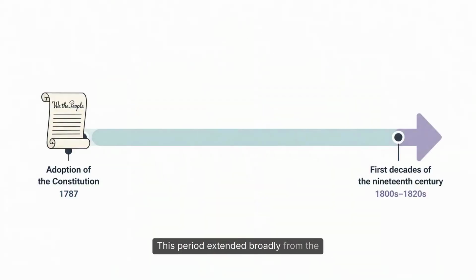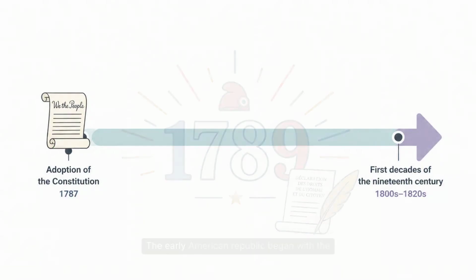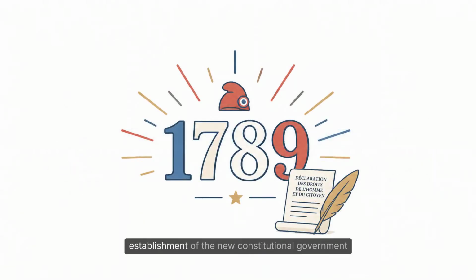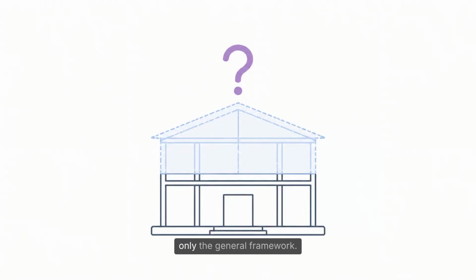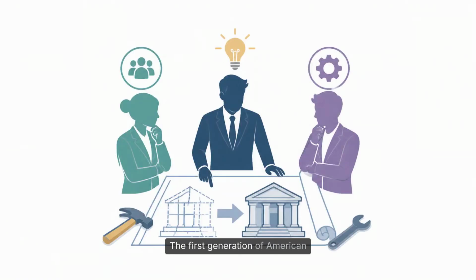This period extended broadly from the adoption of the Constitution in the late 18th century through the first decades of the 19th century. The early American Republic began with the establishment of the new constitutional government in 1789. The United States Constitution had created a federal system based on representative government, separation of powers, checks and balances, and the rule of law. However, the Constitution provided only the general framework.